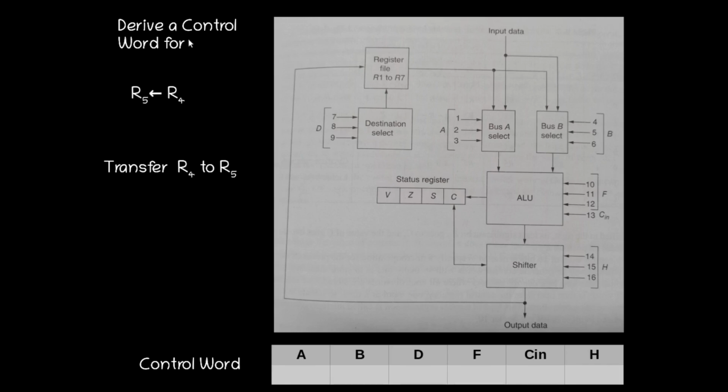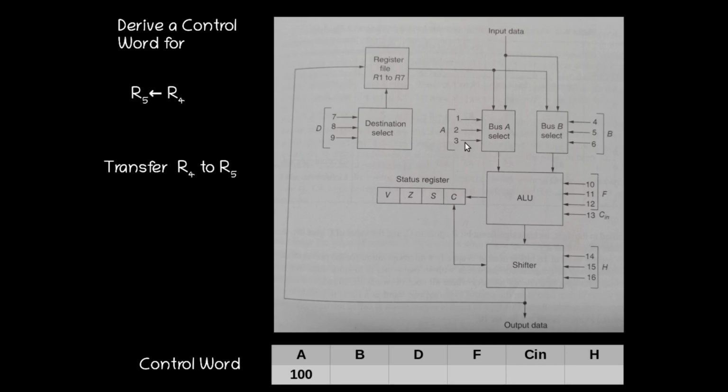Next we can consider the simple transfer operation. R5 gives R4. This will perform a transfer operation. The content of R4 will be transferred into register R5. That is, transfer R4 into R5. So here we have to select R4 as the A input. So 100 will be given here.